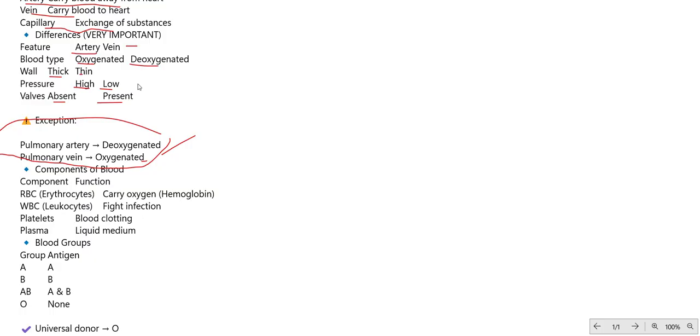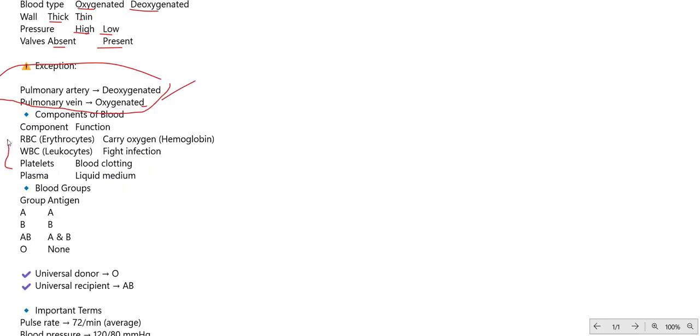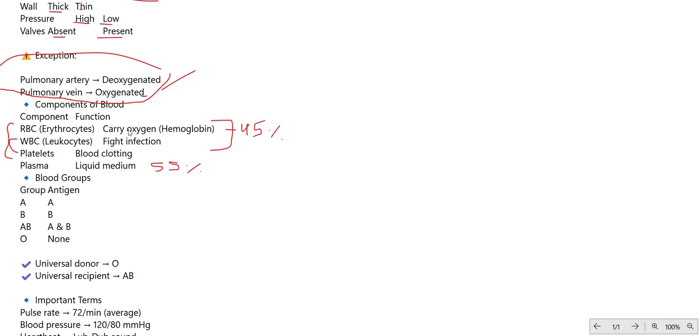So the components of the blood are plasma and blood cells. Plasma is 55%, and blood cells are 45%, in which 44% is RBC and 1% is WBC and platelets. So RBCs carry the oxygen, and WBCs fight with the infection, platelets are useful in blood clotting, and plasma is your liquid medium.